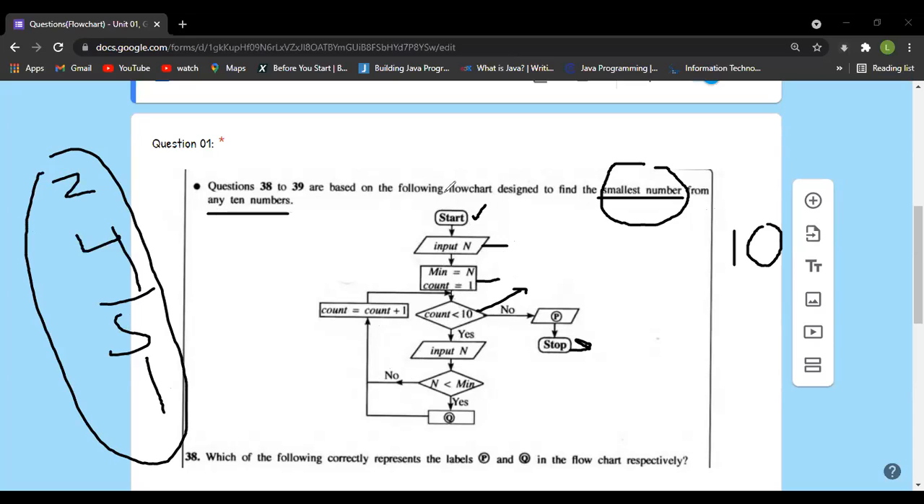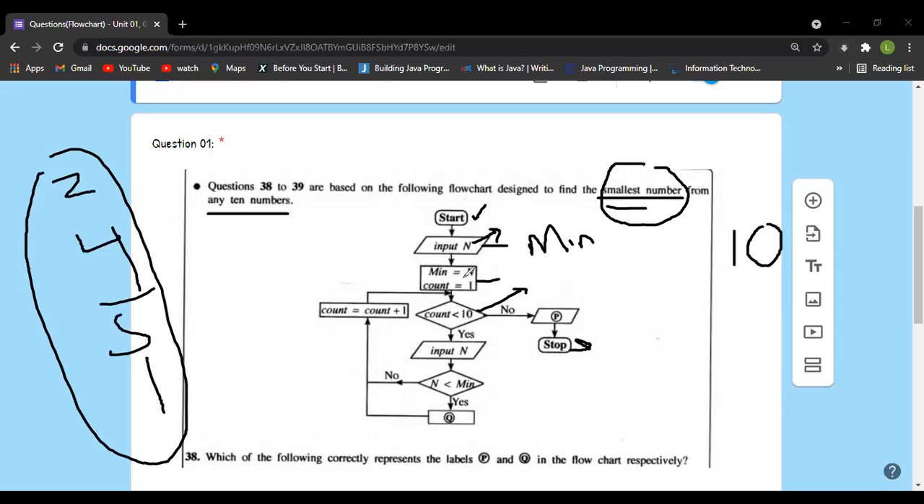Now they're saying starting the process. I mean, starting it and input n. n means number. Here they're asking you to input a number. And this process one says you are assigning minimum as n. You're going to find the smallest number, right? Smallest number is called as minimum. In a group of numbers, if you wanted to find the smallest one, that is called the minimum, and the largest one, that is going to be the maximum.